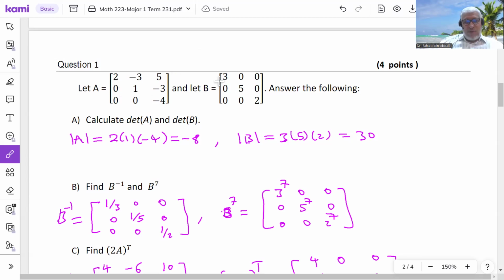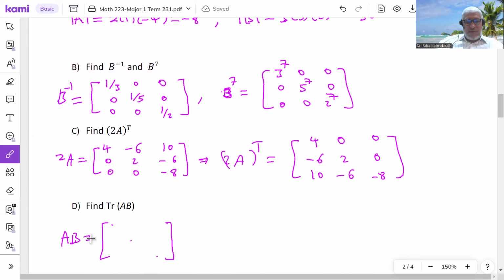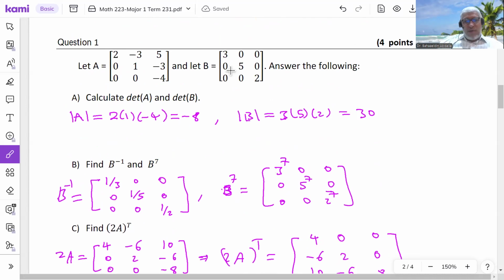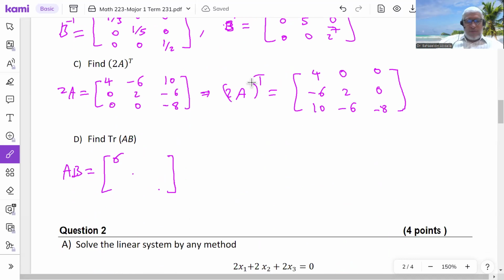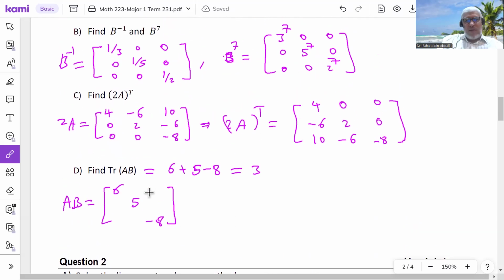So 2 times 3, so I'll have 6 here, and 1 times 5, and then negative 4 times 2. So 1 times 5 is 5, and negative 4 times 2 is negative 8. And the trace of AB would be 6 plus 5. You just add the numbers on the main diagonal. So 6 plus 5 is 11, minus 8. So the answer is 3. That's the trace of AB.